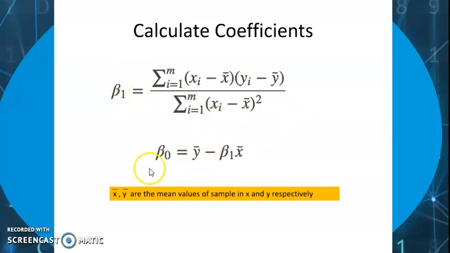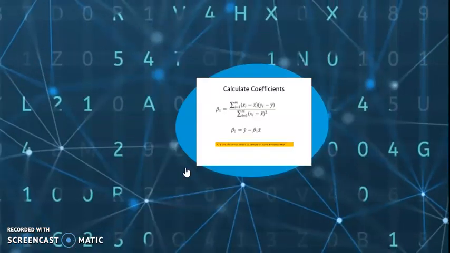Okay, and how do I calculate the intercept then? The intercept is nothing but your mean y minus whatever you're getting as your slope multiplied by your x mean. So the mean values play a very major role when I take linear regression model into consideration.